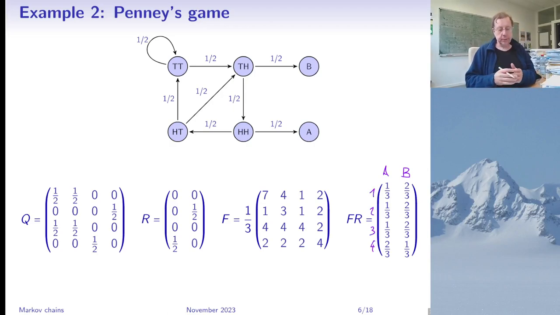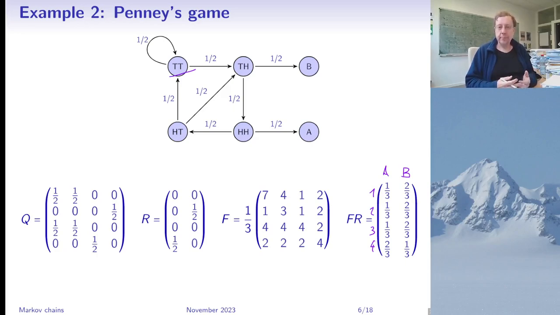So that tells me that if I start from state 1, tails, then I have a probability of 1/3 that A wins and 2/3 that B wins. Okay, but what happens actually in the game is that we start with sequences of length 0, and then we start throwing coins.